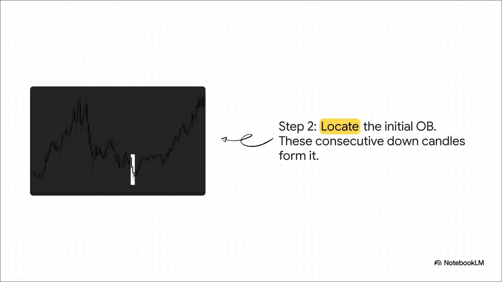Okay, step 2. We have to find our foundation, that initial order block. Now notice how ICT groups these 3 down candles together. He doesn't just look at one, he treats this whole little area as the first bullish order block. That's our initial launch pad.